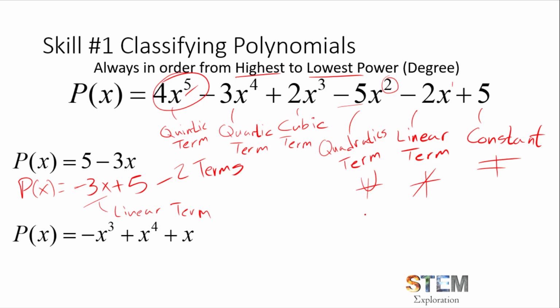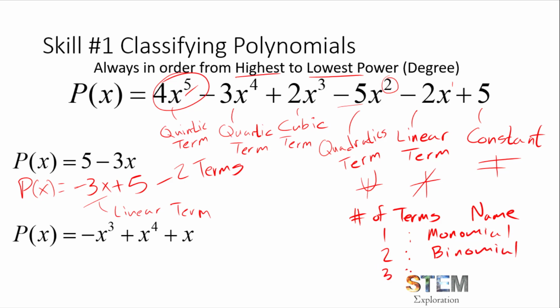And when we start classifying by term, if you're looking at the number of terms and the name that goes with it, if something has just a single term, you've probably heard this name before. We call it a monomial. If something has 2 terms, we call it a binomial.